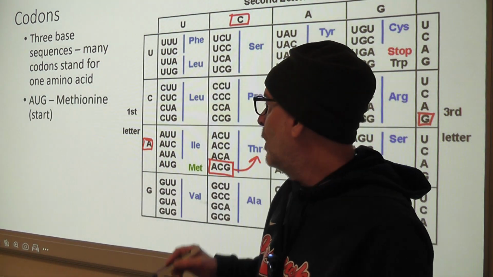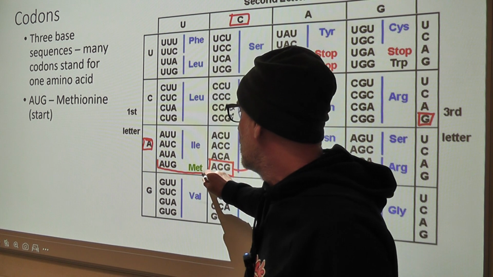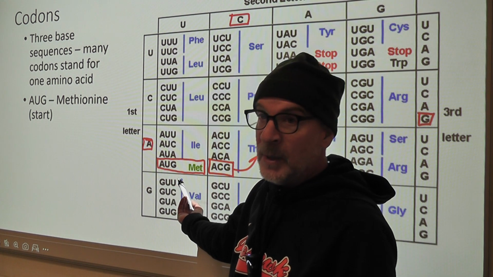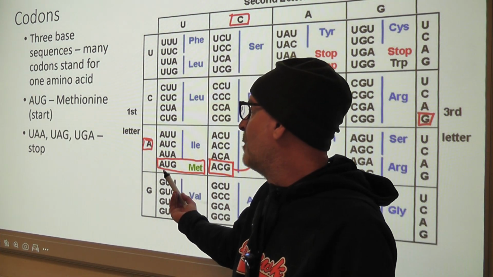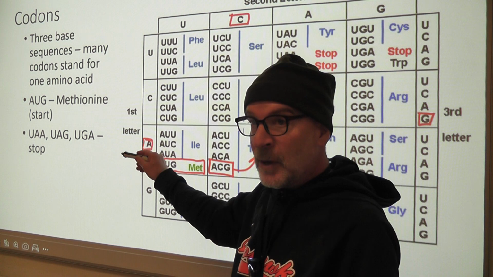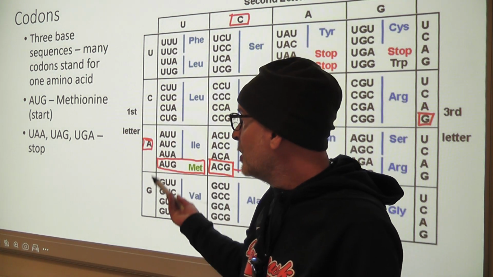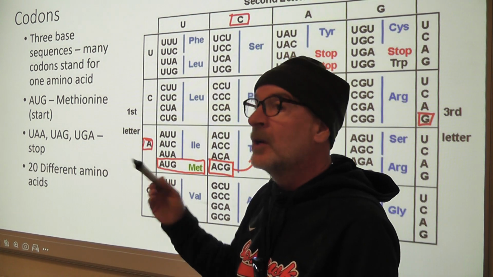And it always starts with the same one. So it always starts with an AUG codon, which stands for an amino acid called methionine. That starts the whole process. And there are a few different messenger RNA codons that will cause the whole thing to stop. UAA, UAG, or UGA will all cause a halt.